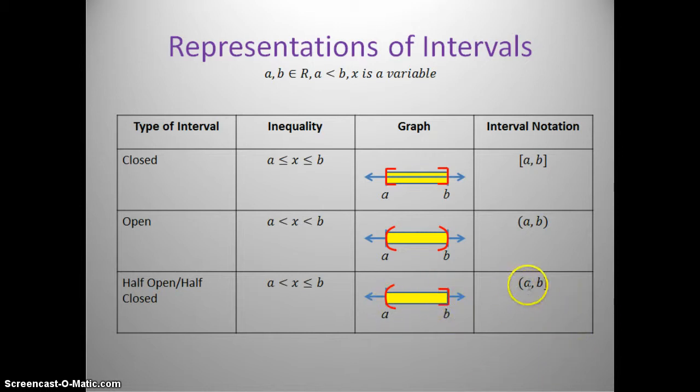The interval gets read right from the graph, so at a we're using parentheses because that's not included in the solution set, and b has a bracket because it is included.